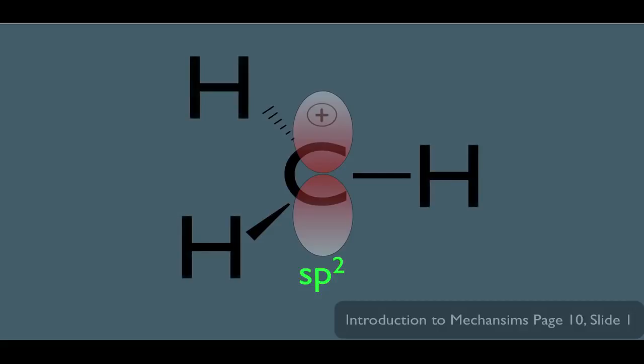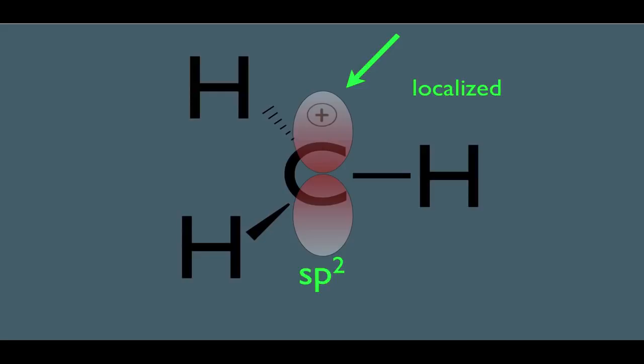For this situation, what you need to understand is that this positive charge right here is localized to that carbon. This is what happens in a methyl carbocation. Now, what does that mean? Let me explain that. What we're going to see is that the fact that the positive charge is confined or localized to one area makes this thing less stable.